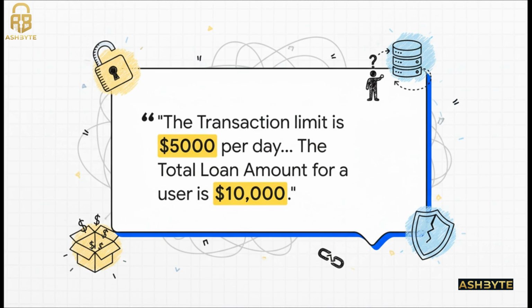I mean, look at this. It seems so mundane, right? This quote actually comes from the OWASP source, and it shows how simple business logic, once it's exposed, tells an attacker exactly where the fences are and how high they need to jump. It's basically a roadmap for fraud.